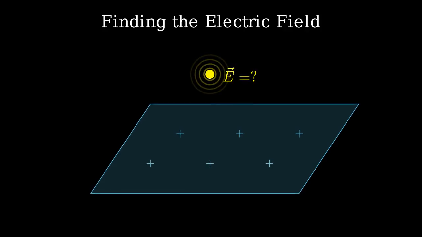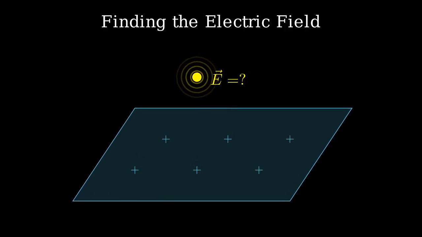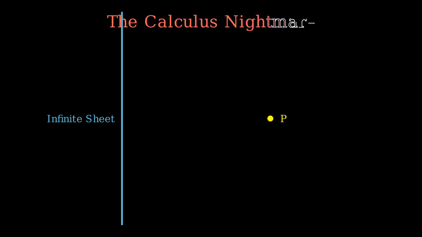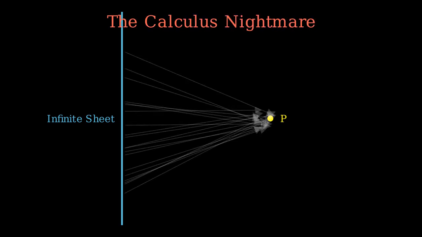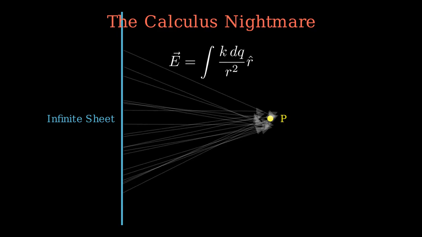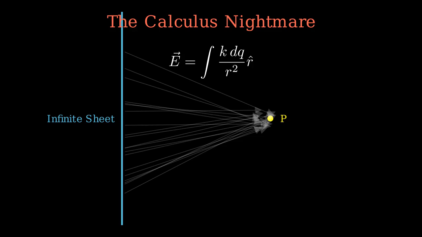Imagine you have an infinitely large, incredibly thin sheet of paper, and it is uniformly covered in positive electric charge. Your goal is to find the exact electric field at some point hovering above it. If you try to do this the old-fashioned way, you have to imagine billions of tiny arrows from every single charge on the infinite sheet and add them all together using complex calculus. It is a nightmare.